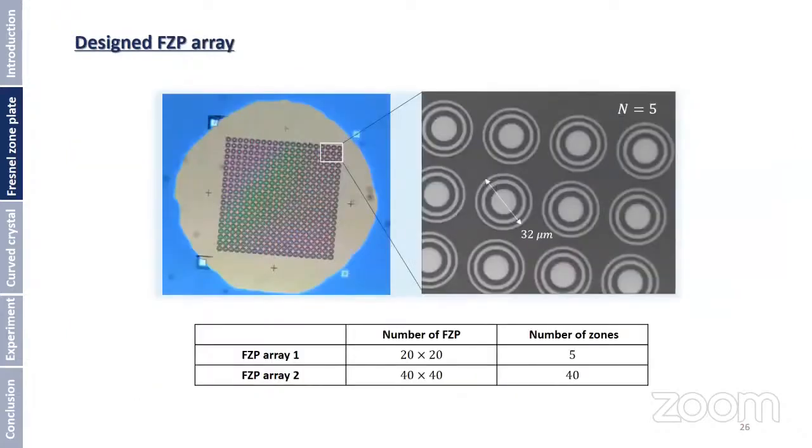And at the current stage, from the simulation results, we designed two finite zone plates with a different number of zones. The numbers of zones are 5 and 40. They will be further experimentally tested in the future.